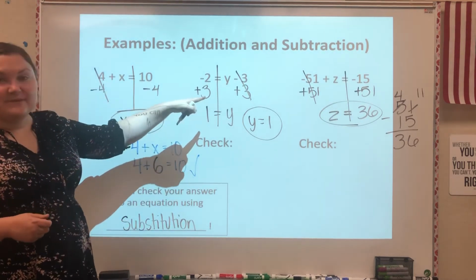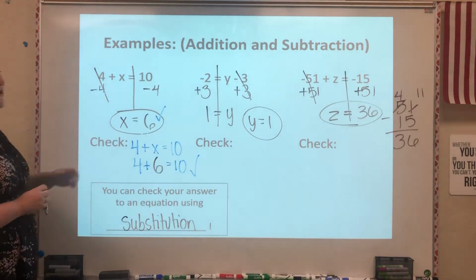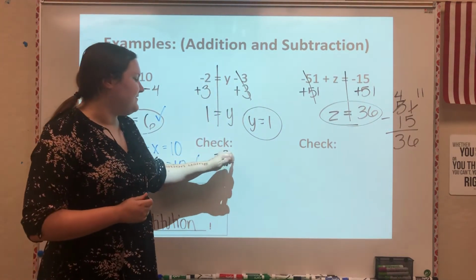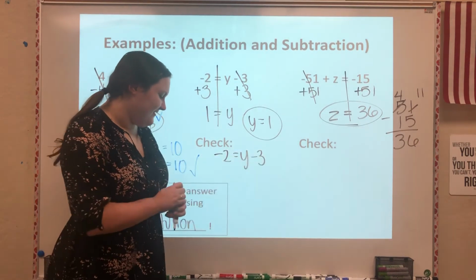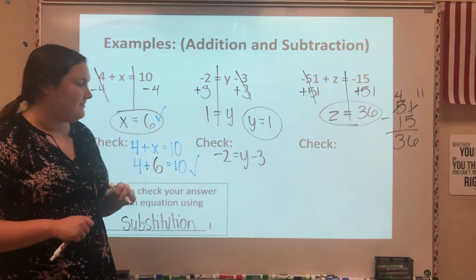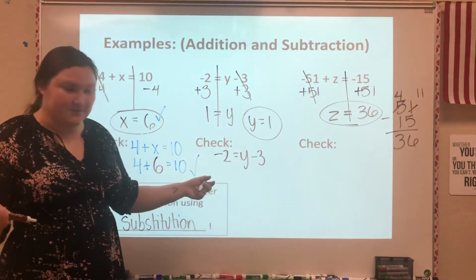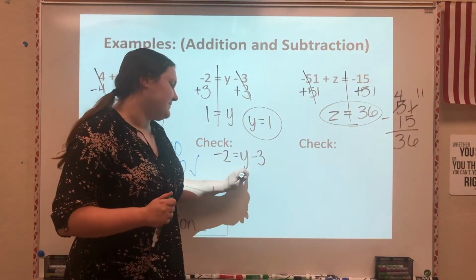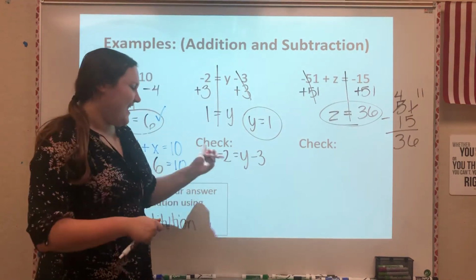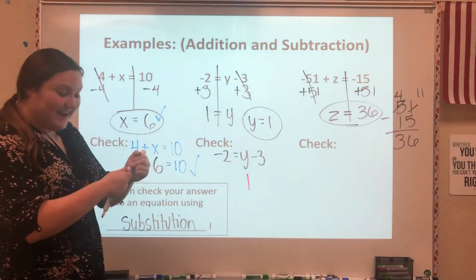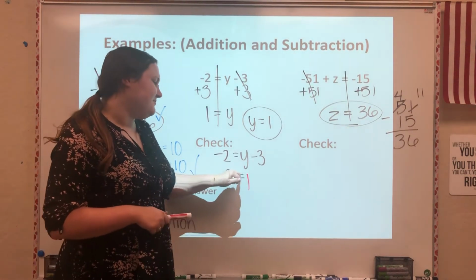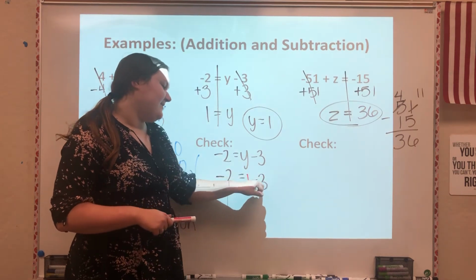If I wanted to check this one here, I'm going to do the same thing. I'm going to start off by copying my equation. I'm going to write negative 2 equals y minus 3. And then to check, I'm going to take my answer, which is y equals 1. I'm going to find y and replace it with a 1. So the y becomes a 1. The y becomes a 1. And then everything else stays the same. So I'm still copying down that negative 2 equals, I now have 1 minus 3.